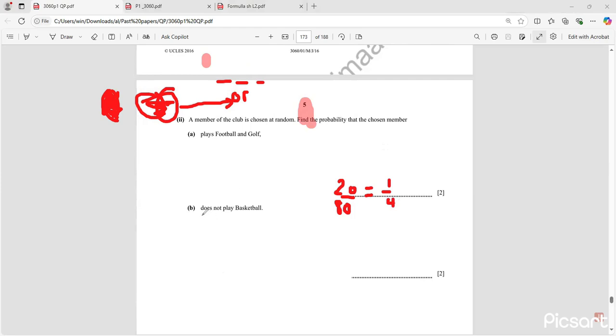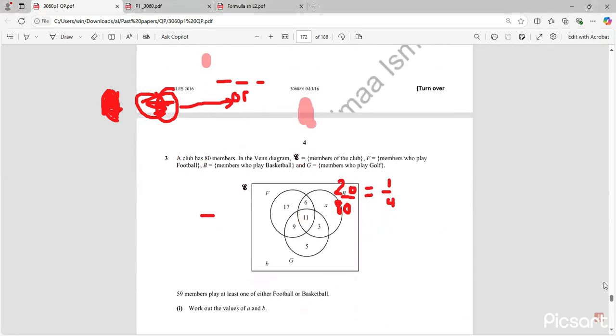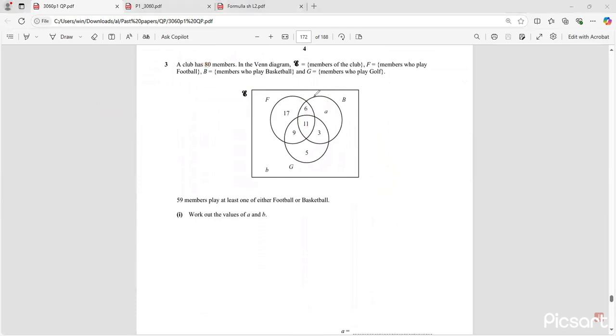Okay. Next, who doesn't play basket. So we're going to take all the numbers and hide the basket. So we're going to hide B. Okay. Are you ready to hide B? We're going to hide this B and get the total of the rest.